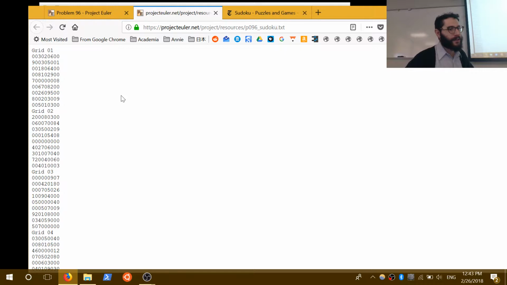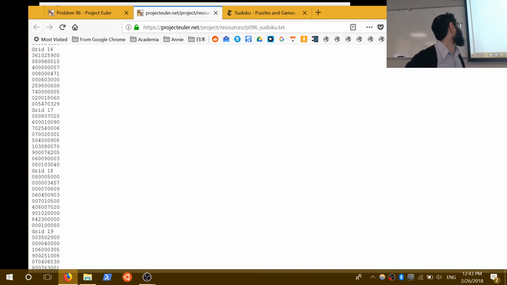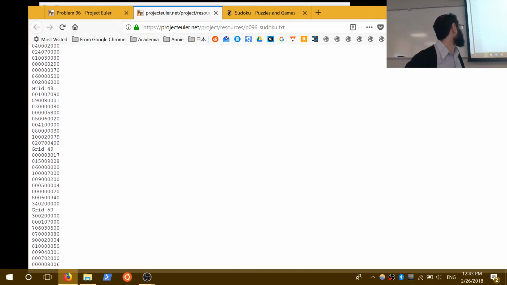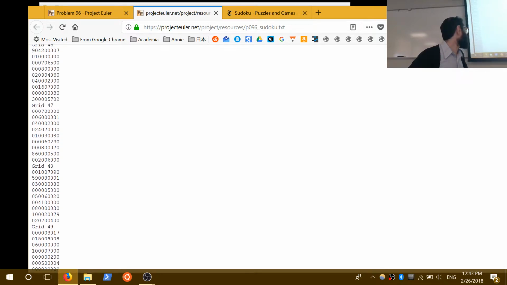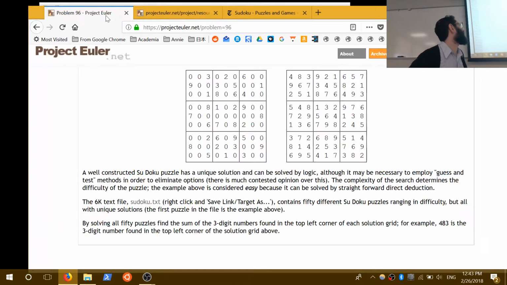This is what you'll do if you want a more difficult challenge. The easier challenge will just be to make a Sudoku solver. This will be the more difficult challenge: we've got 50 different Sudoku puzzles over here, right? 50 of them. I want you to write a program that solves all 50 of them.